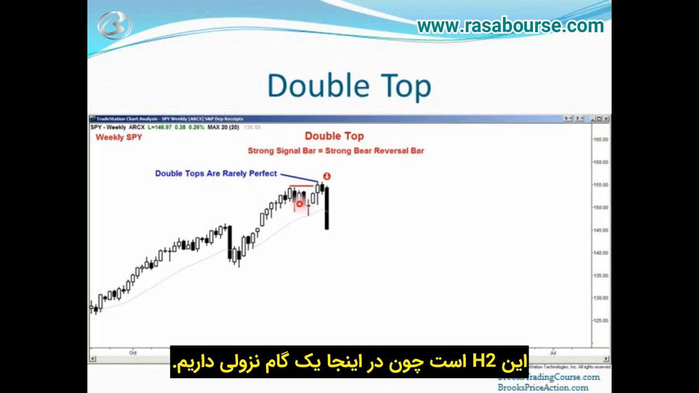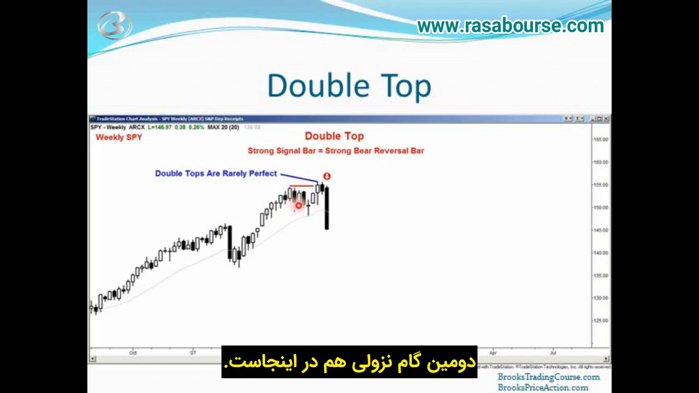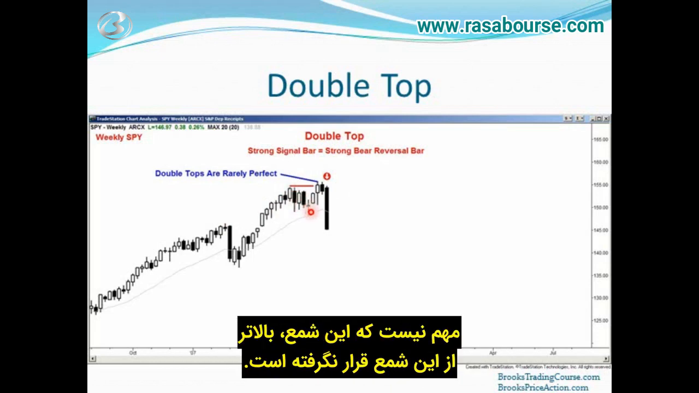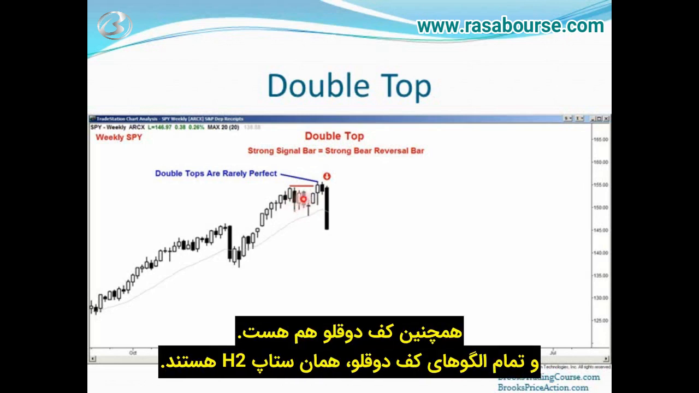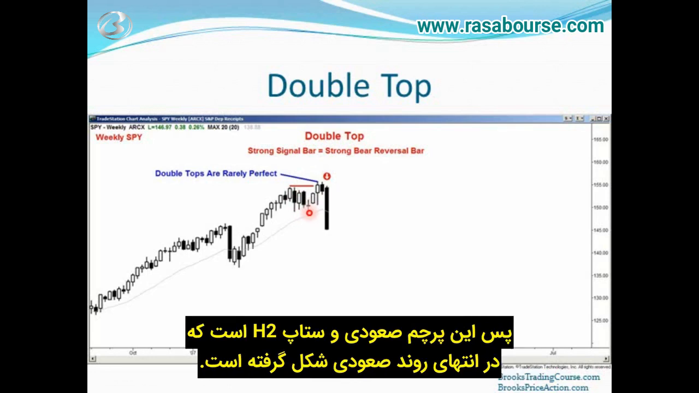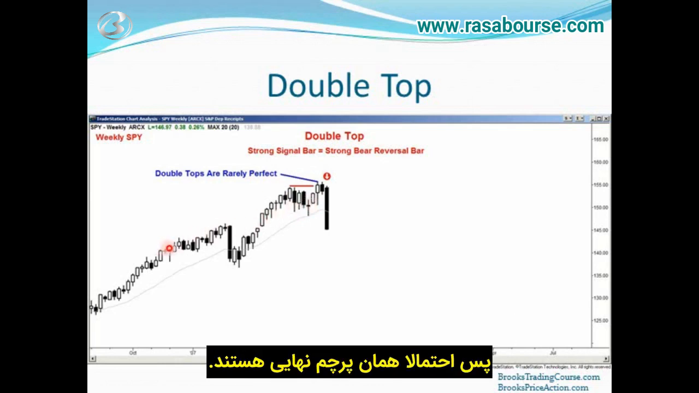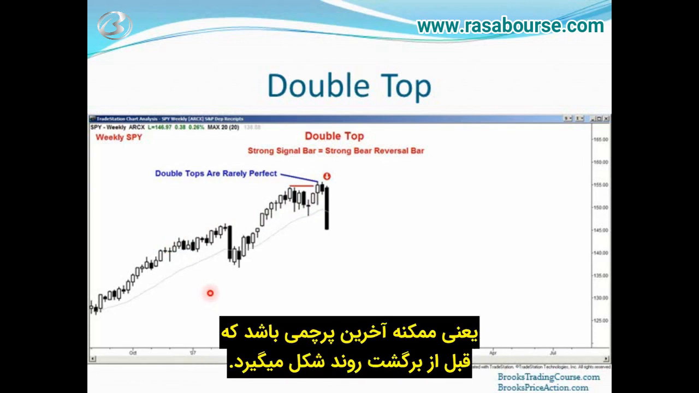It's a high 2 because we have a push down here, and then we have a second push down here. It does not matter that this bar did not go above the high of that bar. It's a 2-legged correction, 1, 2. Also, it's a double bottom, and every double bottom is a high 2. So this is a high 2 bull flag occurring late in a bull trend, and therefore a possible final flag. It could be the last flag in the bull trend before there's a big reversal.